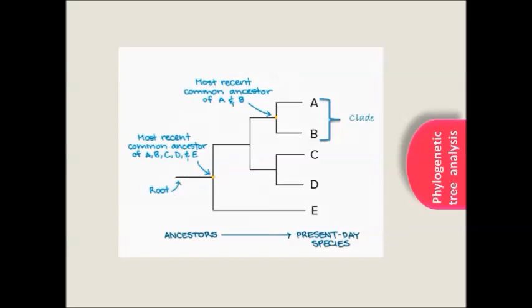At each branch point lies the most recent common ancestor of all the groups descended from the branch point. For instance, at the branch point giving rise to species A and B, we would find the most recent common ancestor of those 2 species, and at the branch point right above the root of the tree, we would find the most recent common ancestor of all the species in the tree, A, B, C, D, and E. Another important term to know in the phylogenetic tree is the clade, which is the branch that includes a single common ancestor and all of its descendants.